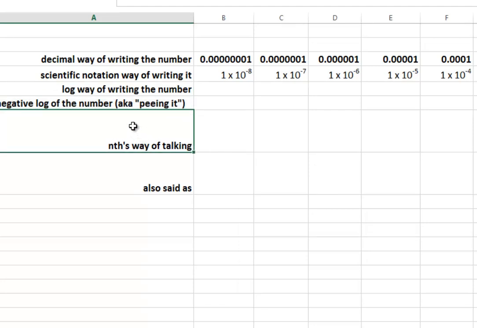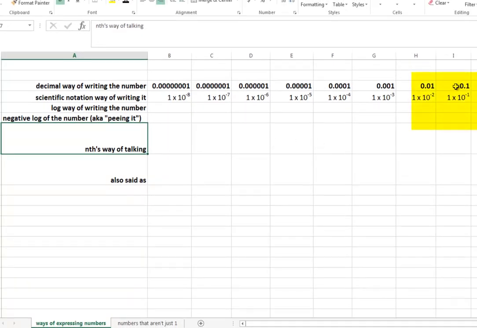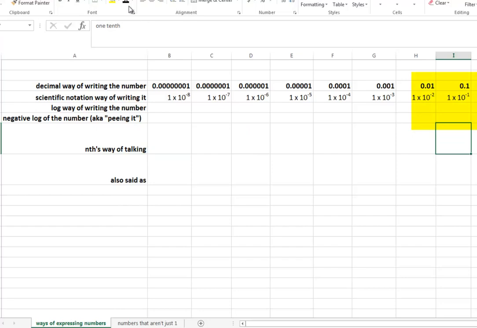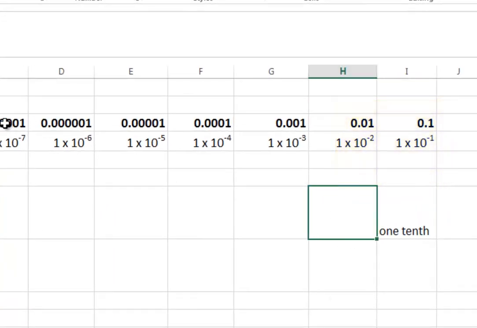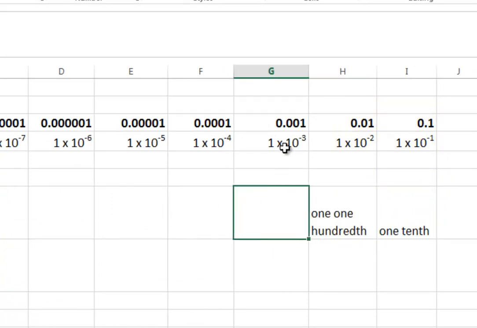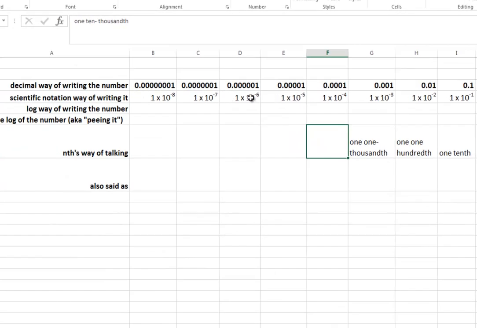Now before I go to the log way and the negative log way, I'd like to peek in here at what I call the nths way of talking about it. In other words, 0.01, normally we would say that's 1/10. And 0.01 would be 1/100th. Of course 10 to the 3 is 1,000, so 10 to the -3 is 1,000ths, and that would be 10,000ths, and that would be millionths.